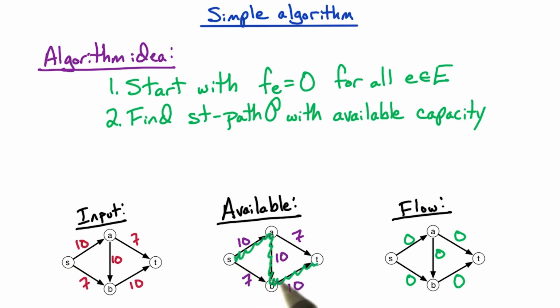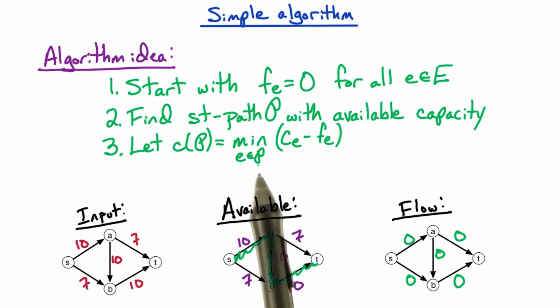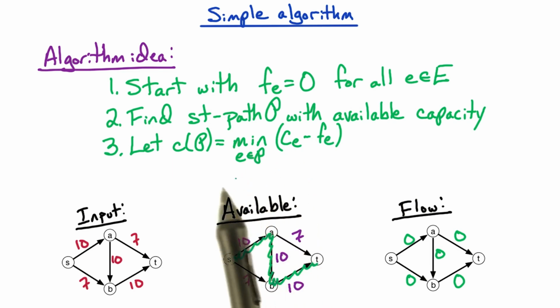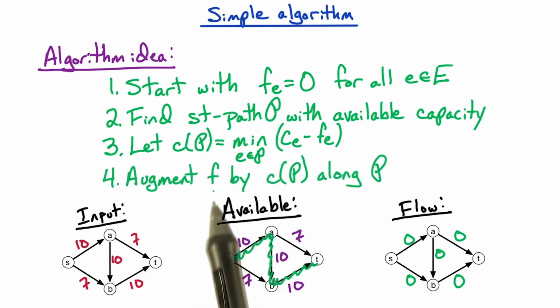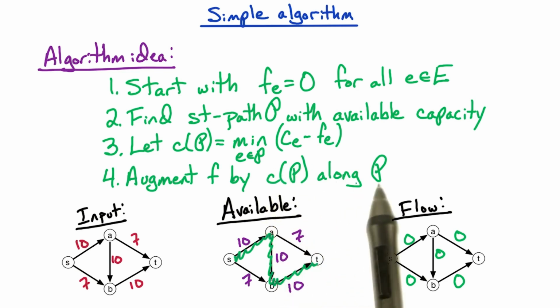Let's consider this path from S to T in this graph. Now this path happens to be optimal in some sense. It has the maximum available capacity, but that's not important for this example. We're going to look at all edges in this path, and we're going to look at the available capacity of that edge. So we're going to look at the capacity along this edge minus the current flow along this edge. This is the available capacity along this edge. We're going to minimize this. So this is going to be the maximum amount that we can send along this path. So finally, we're going to augment the current flow by sending C of P units of flow along this path P.